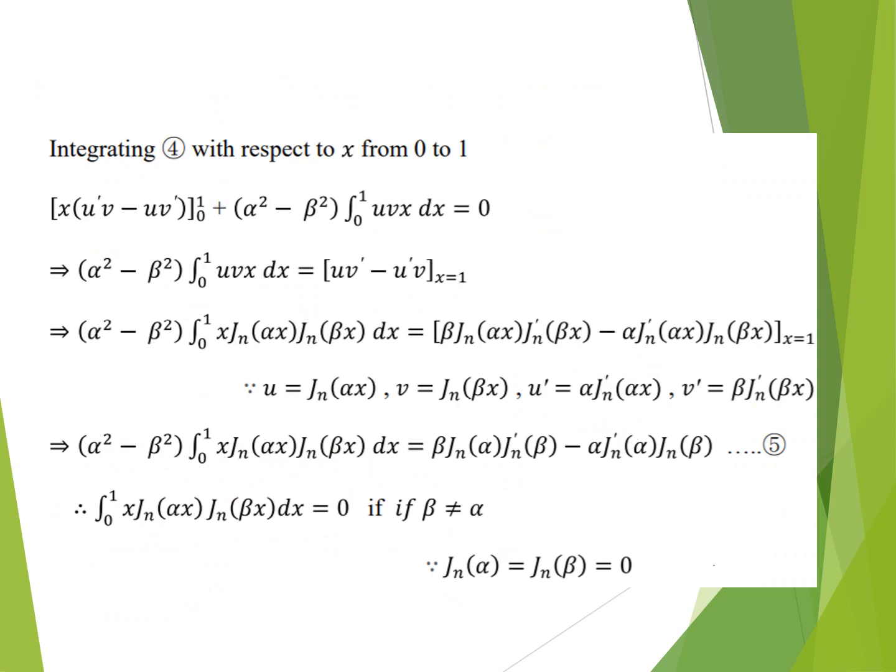Now integrating equation 4 with respect to x for limit 0 to 1, because in orthogonality the integration limit is from 0 to 1. So when we integrate, the d by dx is removed, the integration term of this is for limit 0 to 1, and alpha square minus beta square is a constant, then the integration from 0 to 1 of u v x dx is equal to 0.